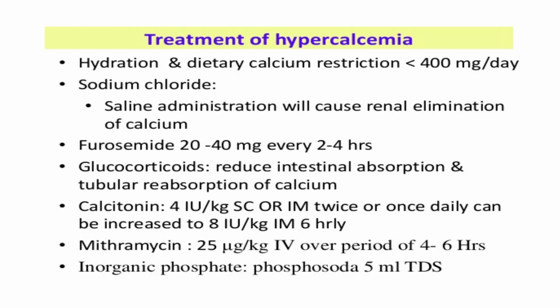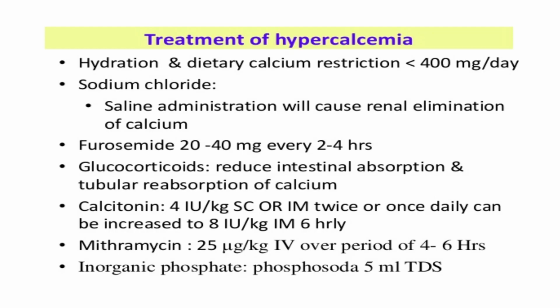Only in very specific cases, where there is an abnormality of parathyroid hormone, is calcitonin indicated. The dose is 4 international units per kilogram, subcutaneous or IM, and the maximum dose could be 8 units. But it's only for specific conditions where you know exactly that there is an abnormality of the parathyroid hormone and you need to neutralize it.